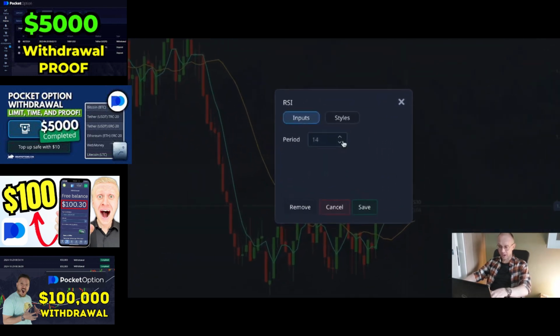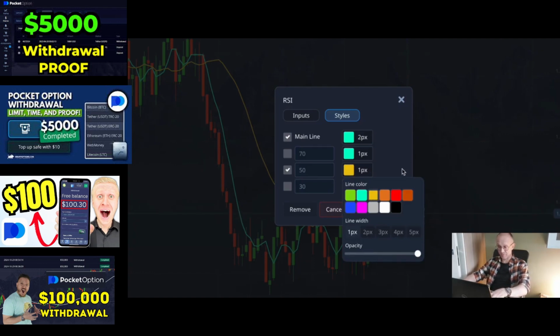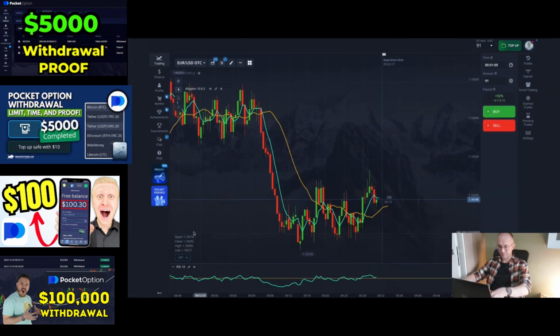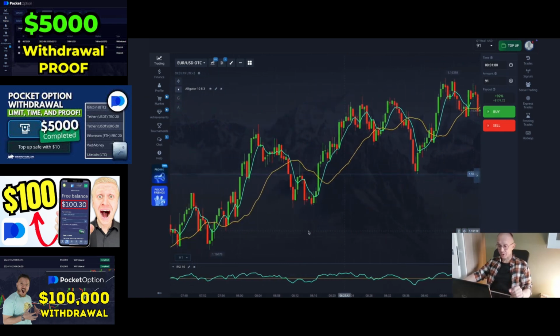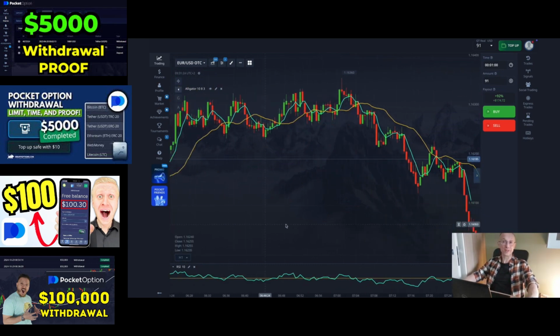Let's configure the RSI. Set the period to 10. Go to Style, disable lines 70 and 30. Let's set the main line to turquoise, width is 2. Let's set line 50 to yellow and move opacity to the right and save. So the indicators are ready to go, and friends, if you trade on your phones, configure everything in the same way.